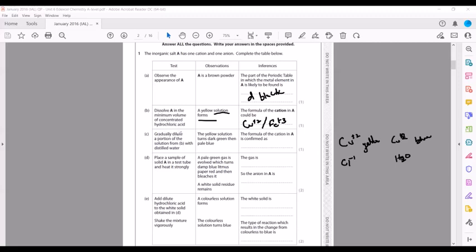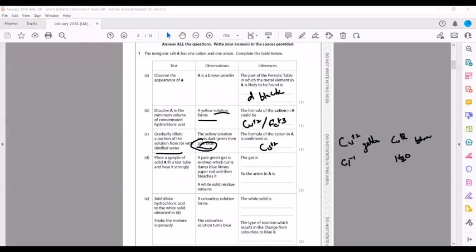We are gradually diluting a portion of the solution with distilled water. The yellow solution first turned dark green, because ligands are changing, and at the end it turned pale blue. So which complex is pale blue when it makes a complex with water? That is the copper ion. So it is confirmed that the cation, the positive ion which is present here, is copper.